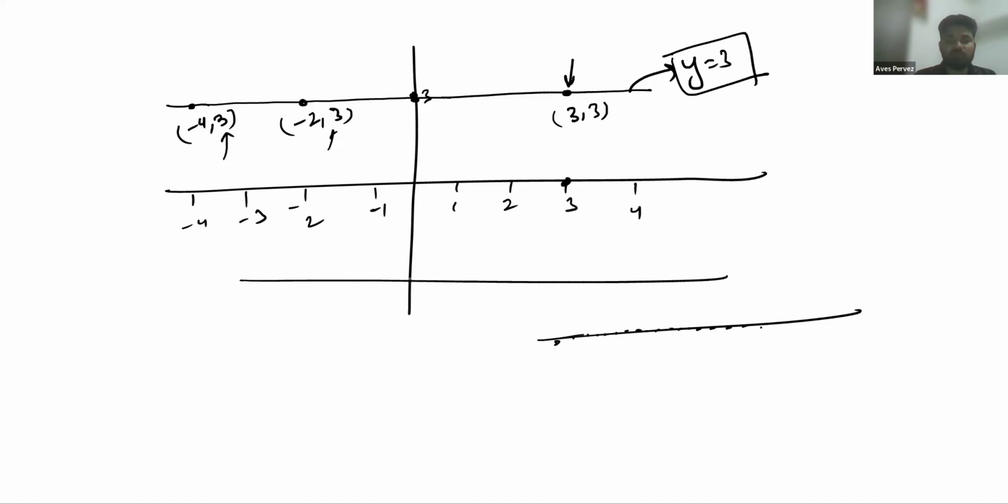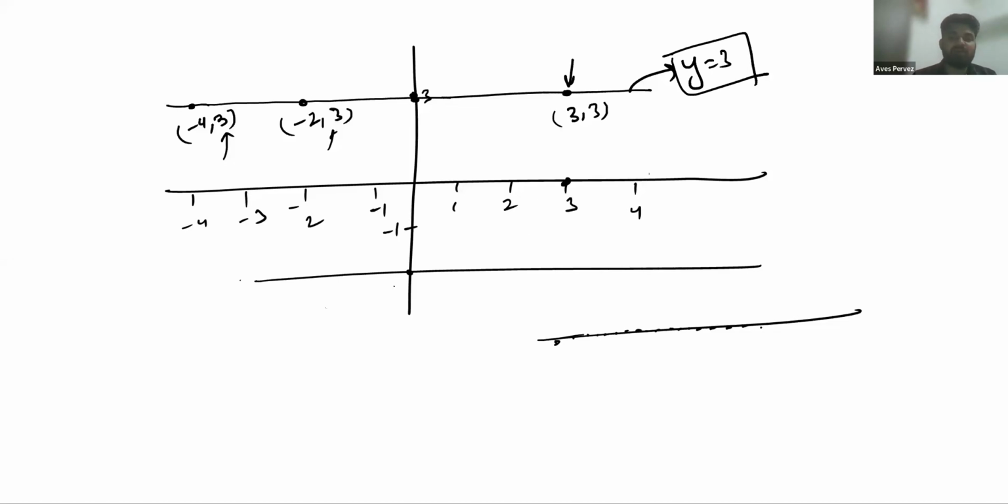If this line passes through 2 but is parallel to the x-axis, not slanted like this, and it passes through -2 of y, the equation for this line is y is equal to -2. Got it? So the equation for this line is y is equal to -2.